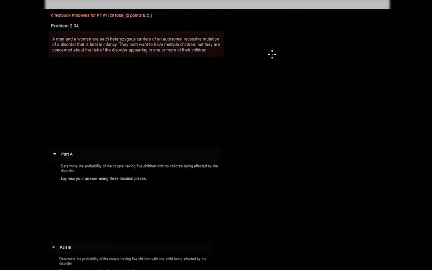The question asks: a man and a woman are each heterozygous carriers of an autosomal recessive mutation, and I'm going to be using little a for this, of a disorder that is fatal in infancy. They both want to have multiple children, but they are concerned about the risk of the disorder appearing in one or more of their children. So this problem states that the man and the woman are heterozygous carriers.